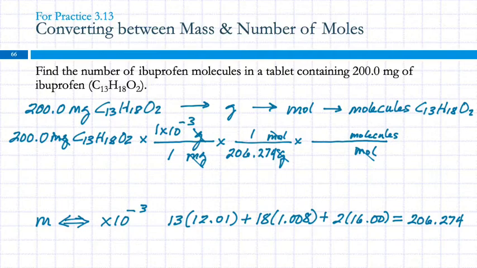Yeah, we'll just leave that there. So then molecules and moles. Avogadro's number, right? Does it go with molecules or moles? Molecules. 6.022 times 10 to the 23rd, 1 mole. So how do you remember that?